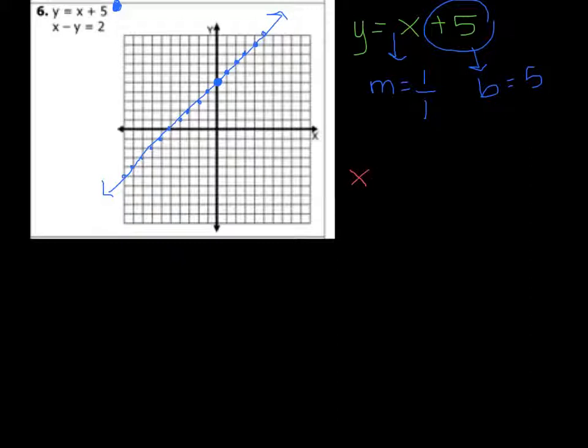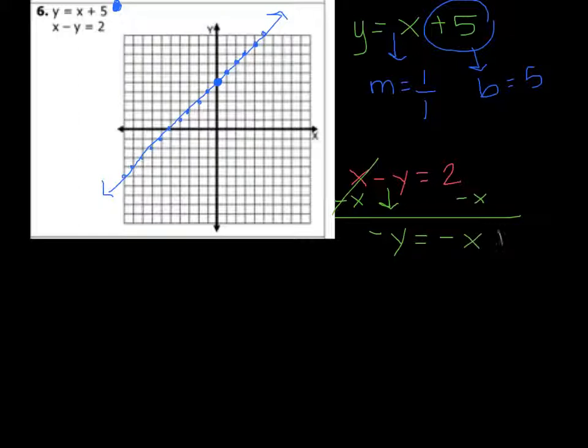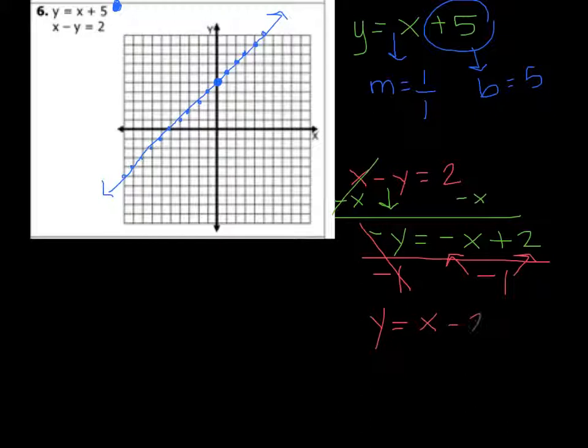If I have x minus y equals 2, the first thing I want to do is get x to the other side by subtracting. So I'm going to subtract x from both sides. That's going to cancel, and I'm going to bring down my negative y, and that equals negative x plus 2. Then the next thing I'm going to do is divide everything by negative 1 because I want that y to be positive, and that's going to divide both of these things by a negative. So a negative divided by a negative makes that positive x, and positive 2 divided by negative 1 makes that negative 2. Then from here I'm going to graph the same way.